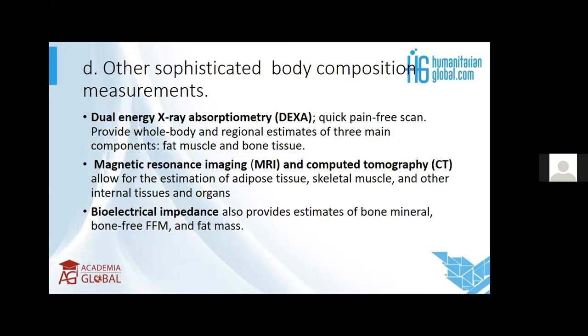And we have the bioelectrical impedance analysis, which is now very common because we have small portable devices which we use to evaluate the body composition of individuals. This is very commonly used. We also have one here at Humanitarian Global, and for people who are interested, we can guide you on how to use the portable bioelectric impedance analysis machine. It also gives the various components of the body and quantifies them, and it has its own reference standards. So they give very reliable results. Those are the other sophisticated body composition measurements.